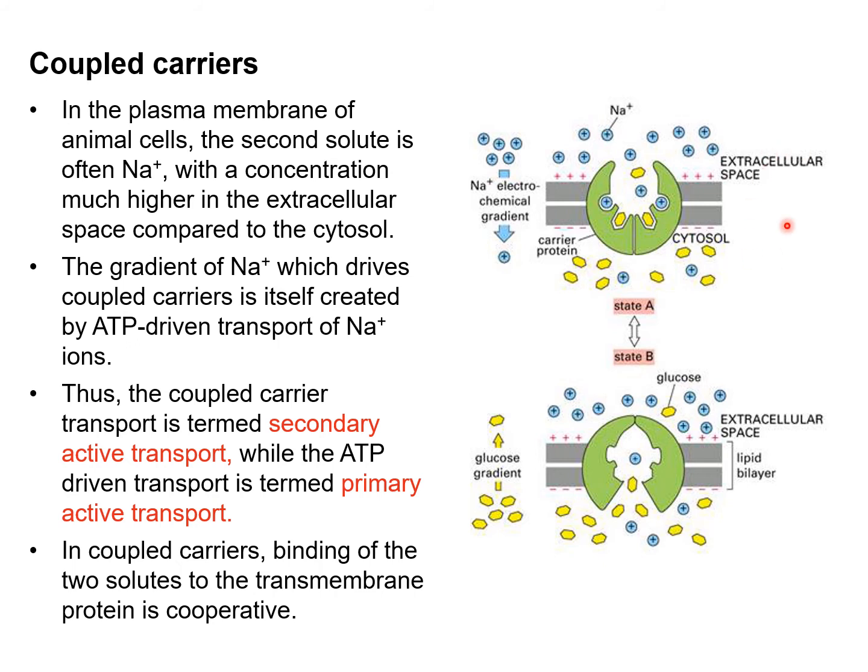So that means somewhere in the plasma membrane, there is a sodium ion transporter, which consumes ATP to push out the sodium ions to the extracellular space. Therefore, the coupled carrier transport is termed secondary active transport because it indirectly uses the ATP. So it's an active transport when you look at it in the big picture, while the ATP-driven transport is termed the primary active transport. And in coupled carriers, the binding of the two solutes to the transmembrane protein is cooperative. So changing from state A to state B, all of them are happening at the same time in cooperation.